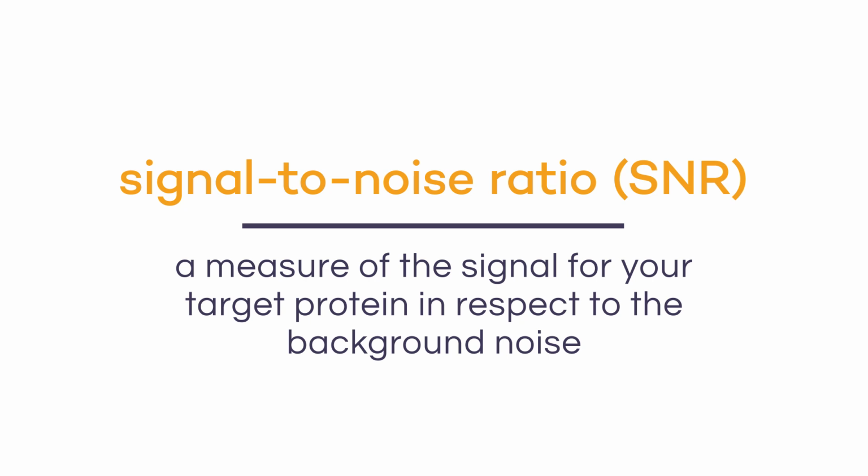In the previous lesson, we discussed your options of imaging your membrane, whether it's wet or dry. A good measure for comparing these images is to calculate the signal-to-noise ratio. This is also known as the SNR. The signal-to-noise ratio is a measure of the signal for your target protein in respect to the background noise. When you analyze your target signal, you want to make sure that you have a high signal-to-noise ratio. You should choose the imaging method that yields this high value.